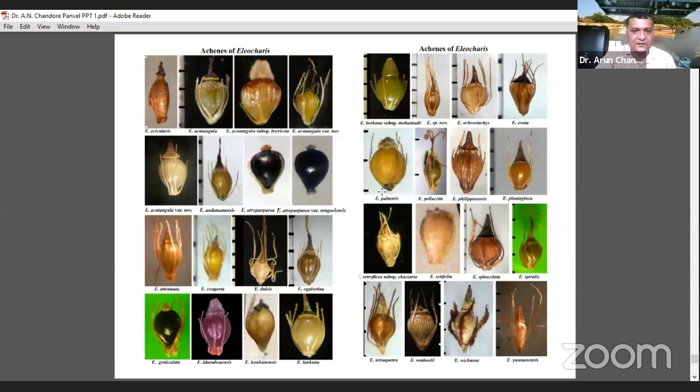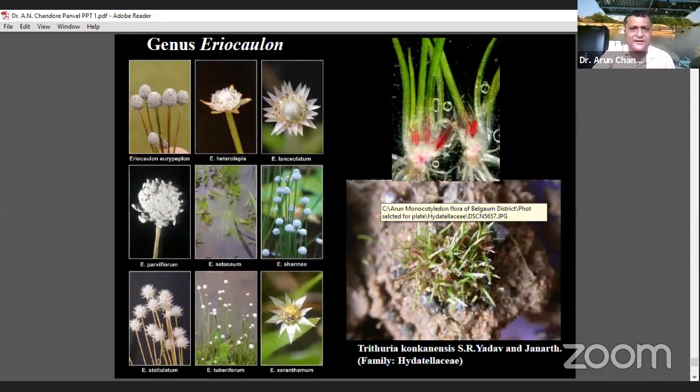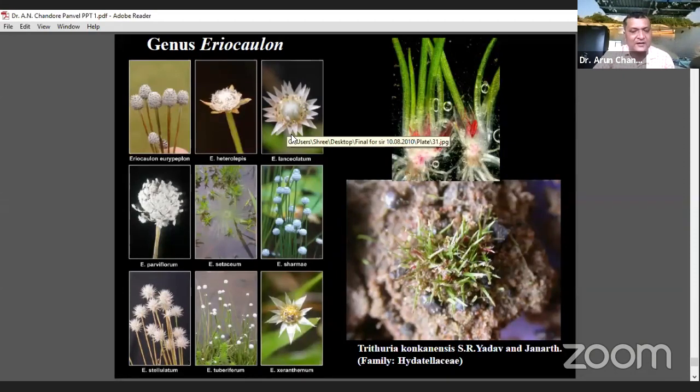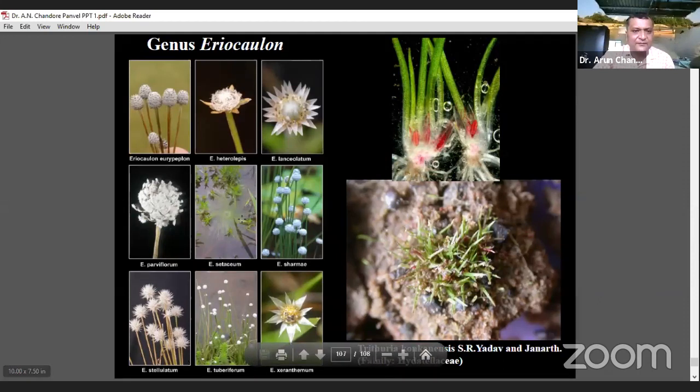Then the third group, whose taxonomy is difficult, it is a very difficult group, but you see this is the head of Eriocaulon. Only a single genus for India, Eriocaulon, from the family Eriocaulaceae. With the help of this head, we can identify about 80 to 90% of species of Eriocaulaceae. We can identify by its head. Its head is unique, and about 105 species are reported from India.